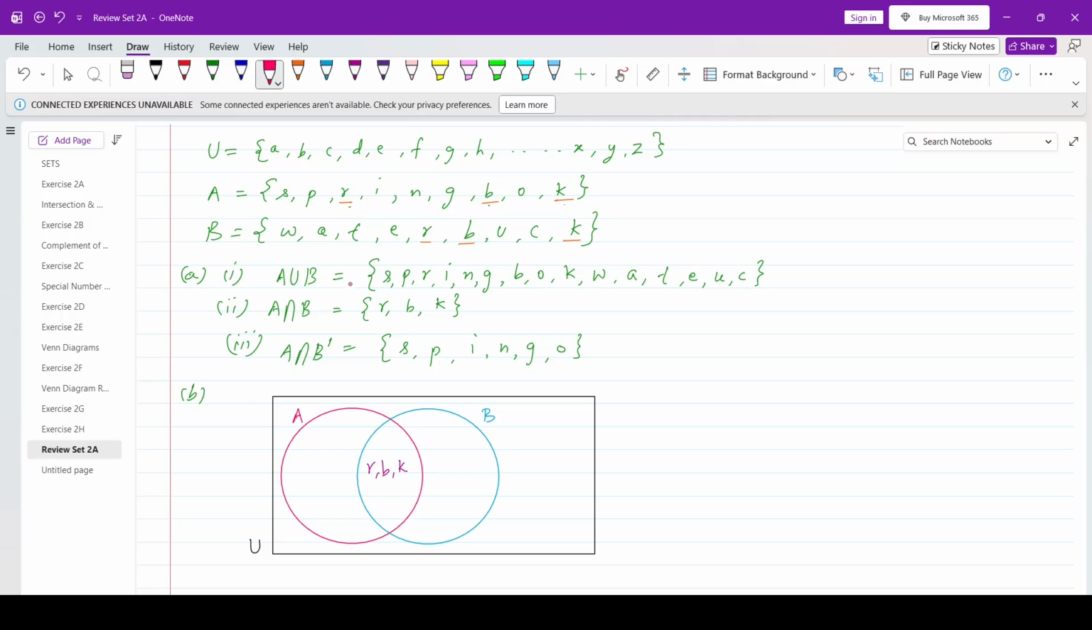Now from A, what are the letters that we have not written yet? S, P, I, N, G, and O. From B, what are the letters that we have not written yet? W, A, T, E, U, and C. So what are the letters that are still remaining from the universal set?